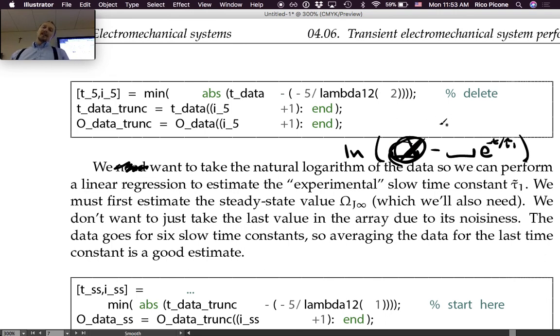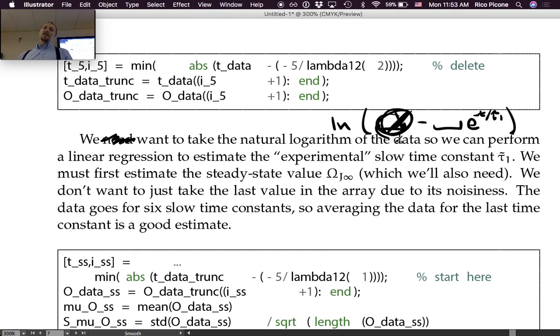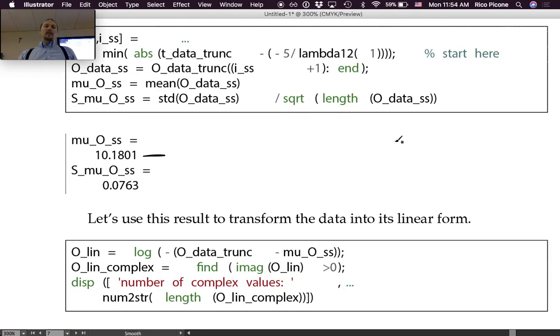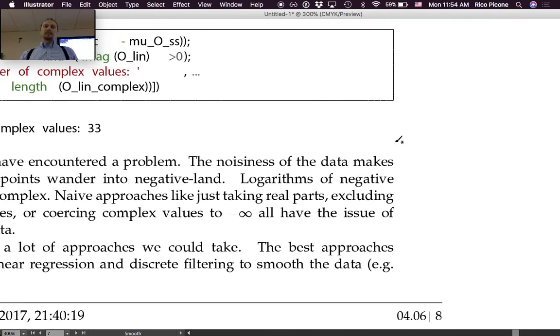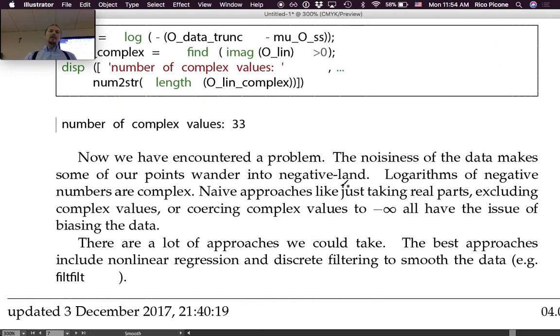So there are some ways to deal with this. A naive way to deal with it would be to just take the real part. Logarithms of negative numbers are complex. Naive approaches, like taking real parts, excluding complex values, or coercing complex values to negative infinity, all have issues of biasing the data.